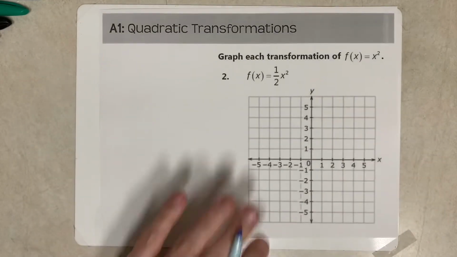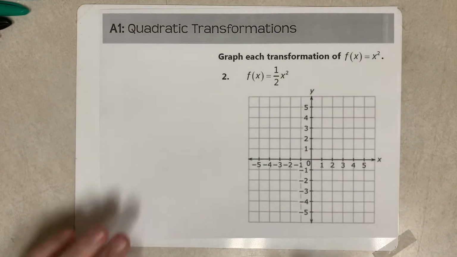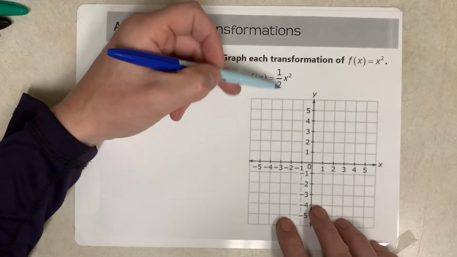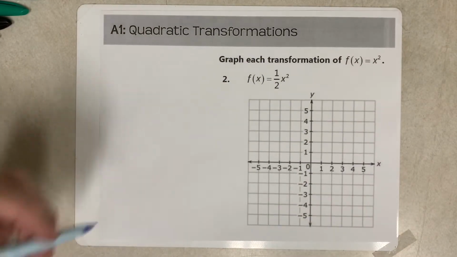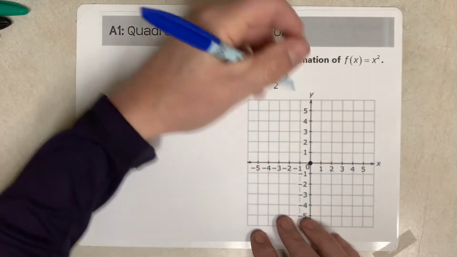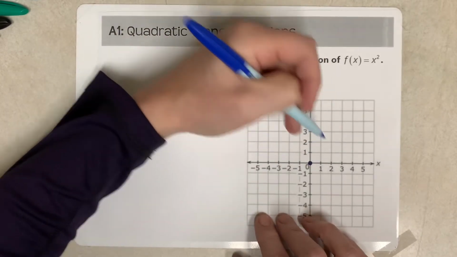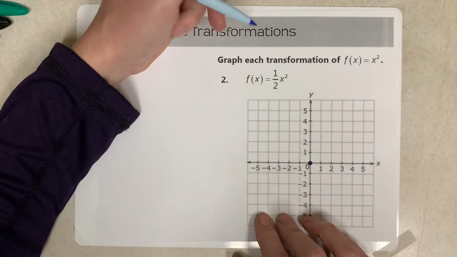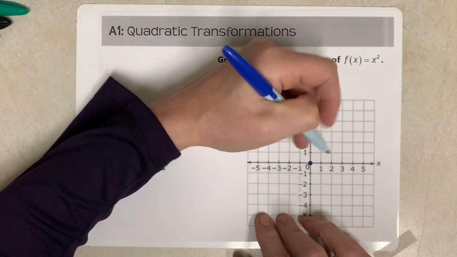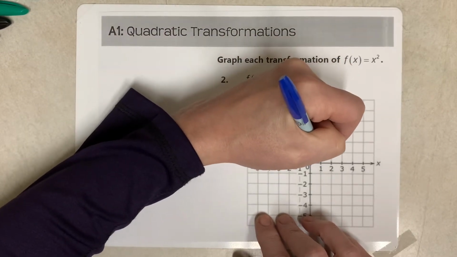All right, our next one is 1/2 x squared. So this time, all of your y values are going to be cut in half. So still going to be at the origin, the vertex, because it didn't move left or right or up or down. So it used to be over 1 up 1, but now we're taking half of all the y values. So instead of being over 1 up 1, it's now over 1 up half of 1, or half.